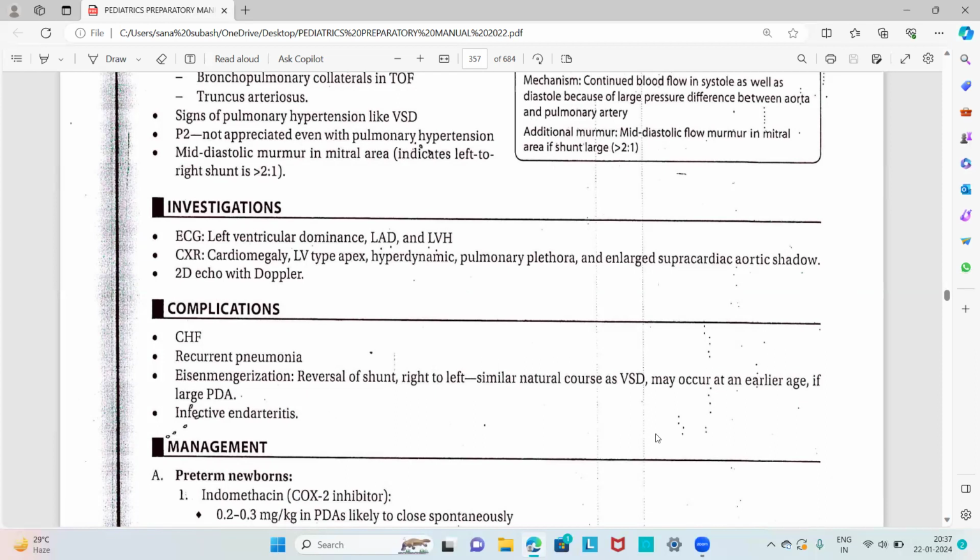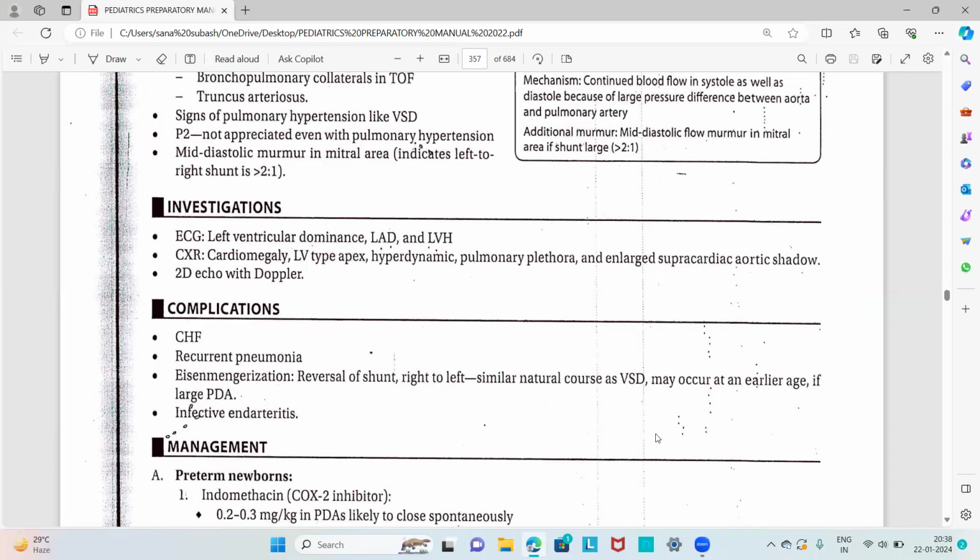The Nadas criteria for congenital heart disease: congenital heart disease is possible if one major or two minor criteria are present. The major criteria include a systolic murmur of grade 3 or more, a diastolic murmur of any grade, cyanosis, and congestive cardiac failure. The minor criteria are a systolic murmur less than grade 3, abnormal S2, abnormal chest X-ray, abnormal BP, and abnormal ECG. These are the minor criteria.